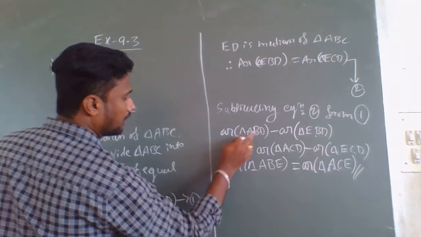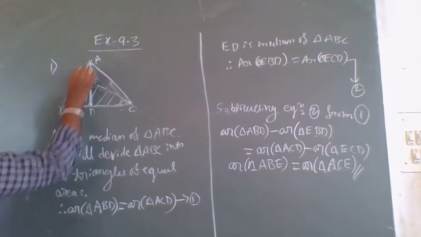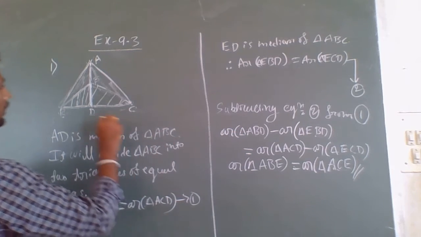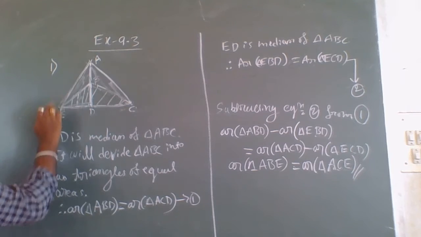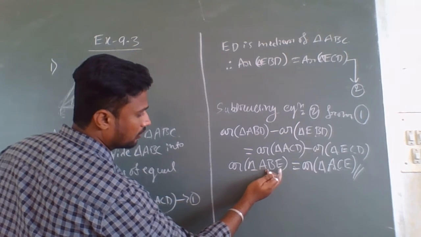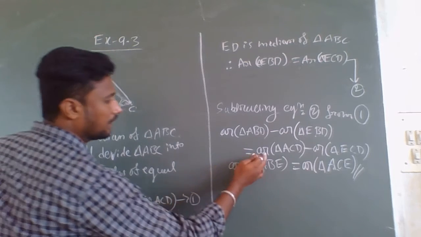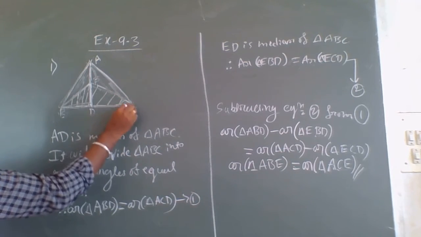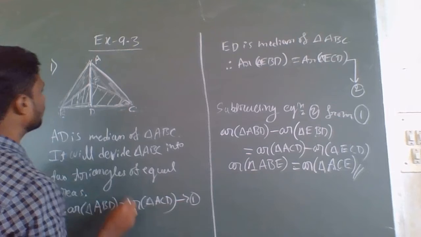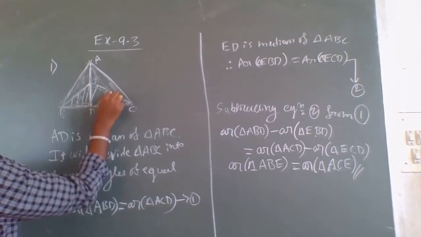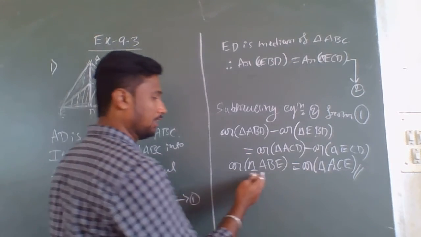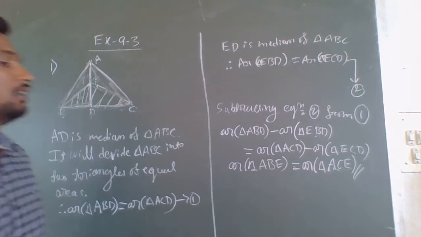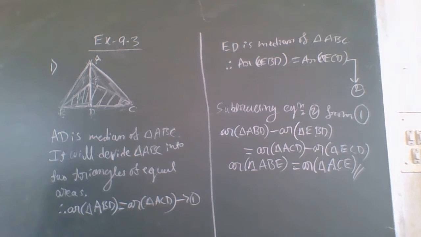So on subtracting equation 2 from 1, we got this. Area of triangle ABD means this complete triangle minus area of triangle EBD means this part. Remaining part is ABE. So area of triangle ABE equals area of ACD, this complete triangle, minus area of ECD, this triangle. So what you will get? ACE. So area of triangle ABE equals area of triangle ACE. So now I will continue with next problem.